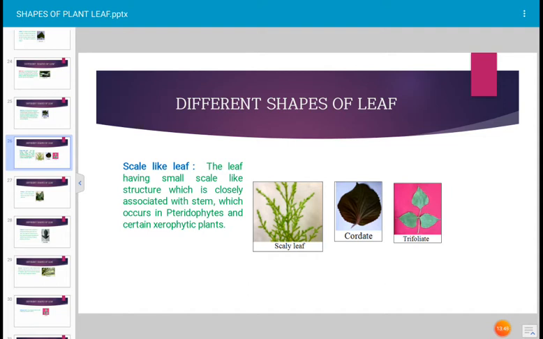In the second photograph, the shape of the leaf is cordate, heart shaped. And the third photograph shown in this slide is a trifoliate leaf. It is a compound leaf. It has 3 leaf-like structures. It is a trifoliate leaf. Next.